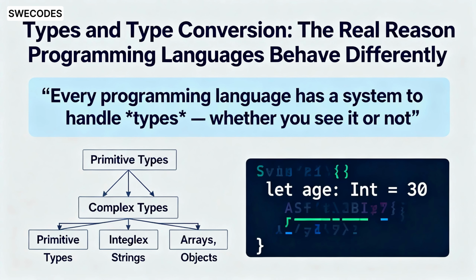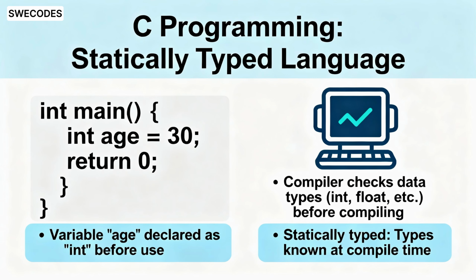Let's start with one simple truth. Every programming language has a system to handle types, whether you see it or not. In C, for example, you must declare the type of every variable, every parameter, and every return value before you even compile. That's what makes C statically typed. The compiler needs to know exactly what kind of data it's working with, long before your program runs.